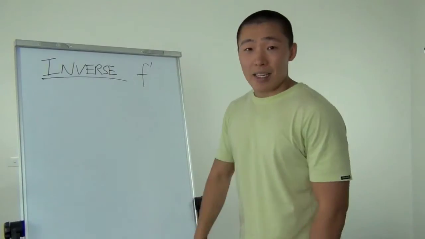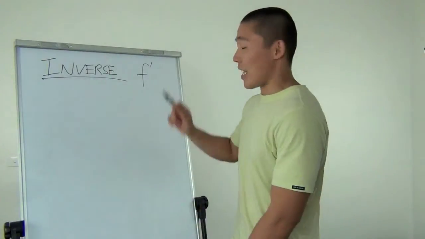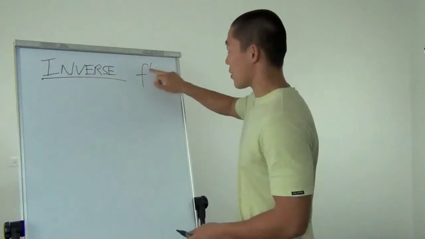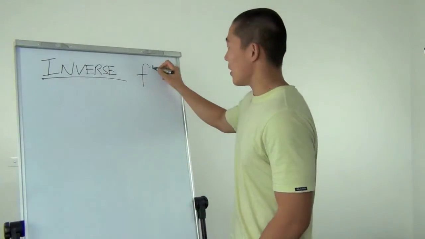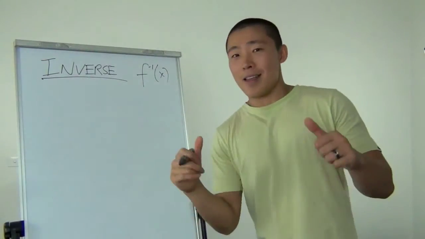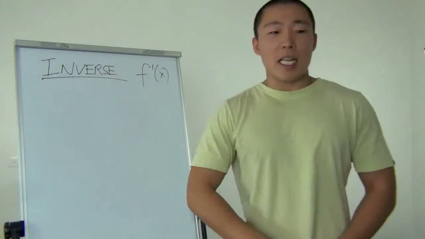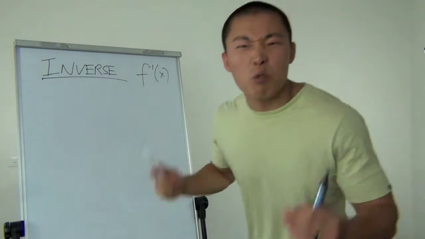Alright, so it looks like this. Now, this is not inverse functions. This is differentiation. So it's not a little dash, it's the -1. Okay, so inverse functions, let's talk about the rules.